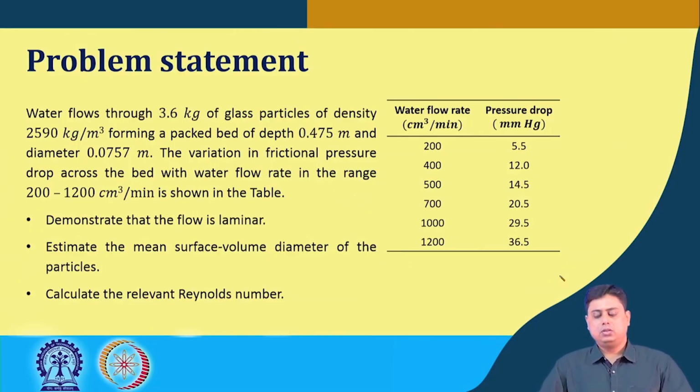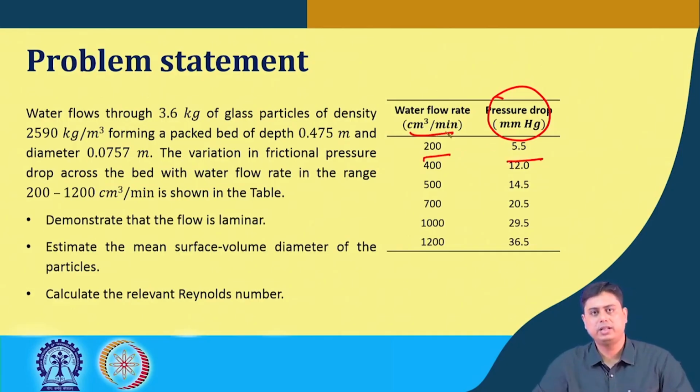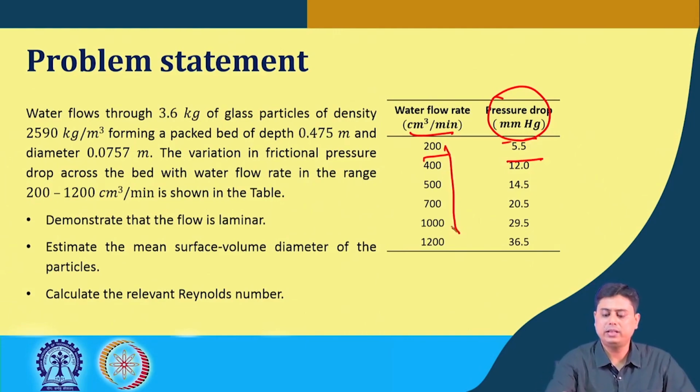number. So, the data given are the water flow rate and the pressure drop. The water flow rate is mentioned in cc per minute, and the pressure drop is given in millimeter mercury. As we increase the flow rate, we have seen the pressure drop also increases. Now, the first point is that we have to establish that flow behavior is laminar.